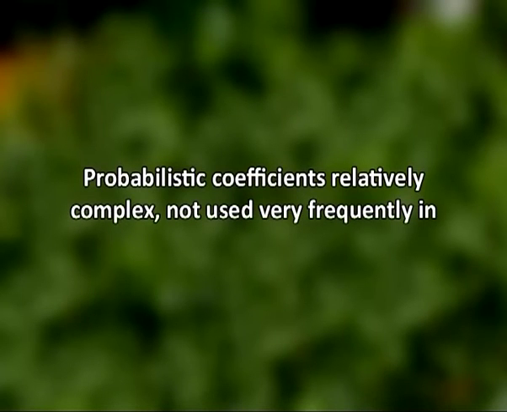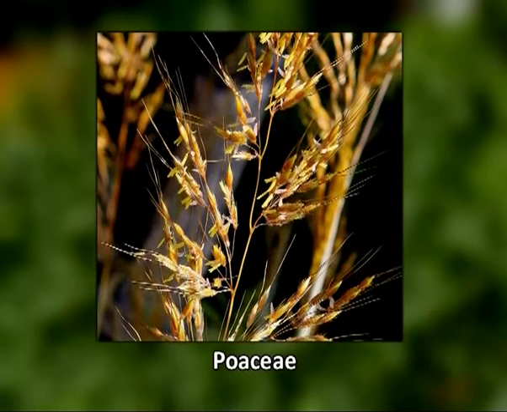However, probabilistic coefficients are relatively complex and are not used as frequently in phenetic studies as the other coefficients. Goodall's similarity index determines the overall probability that a pair of OTUs will be as similar or more similar than can be observed for each character based on the distribution of states in all the OTUs. It has been used in Poaceae family.